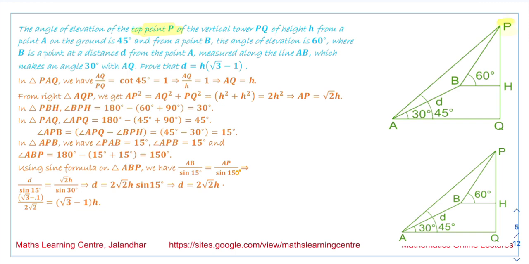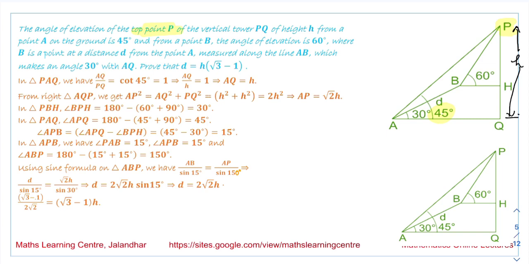The next question we have is the angle of elevation of a point P. This is the point P we are talking about. The angle of elevation of this tower, the height of this whole tower is given to be h, and the angle of elevation of this tower is given to be 45 degrees.